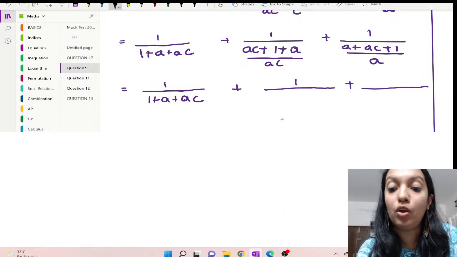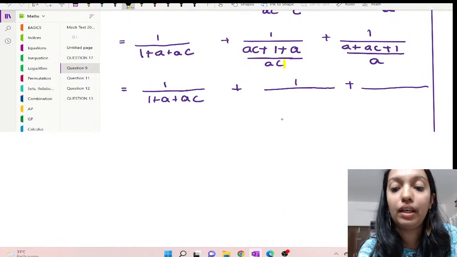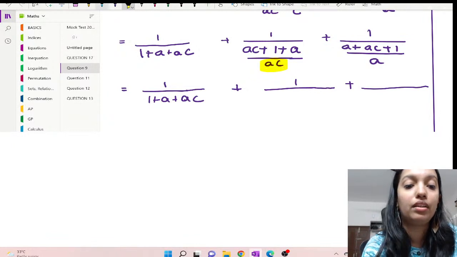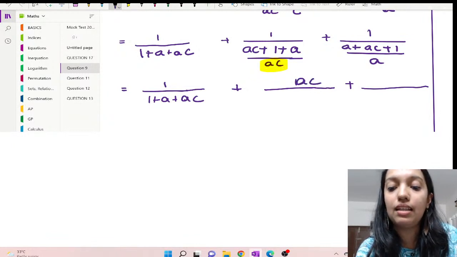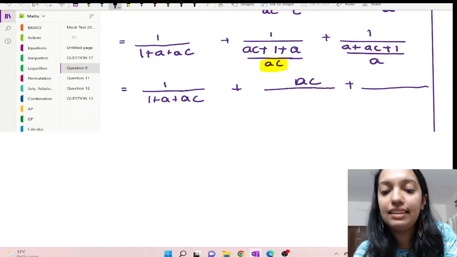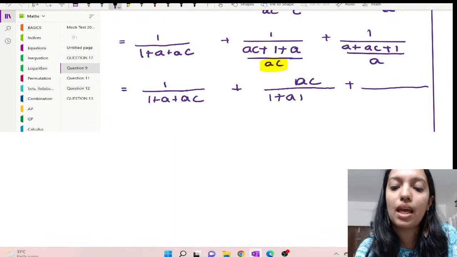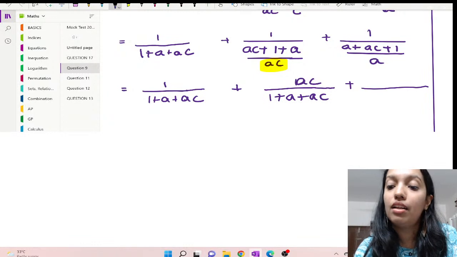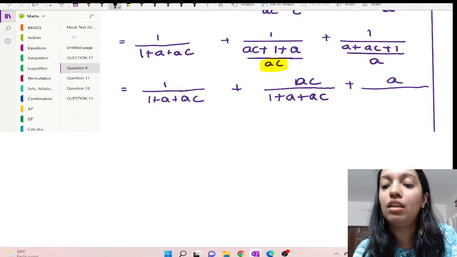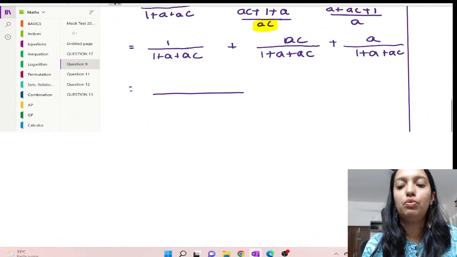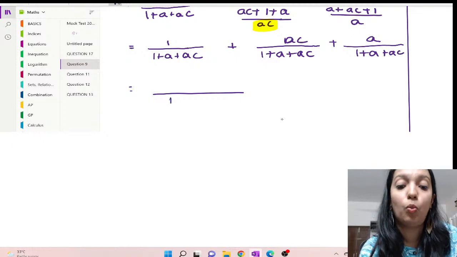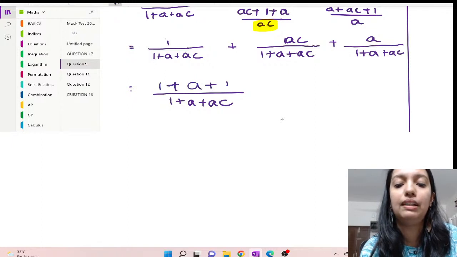AC will go to the numerator. AC, when it goes to the numerator, this will be AC divided by 1 plus A plus AC. It's already there. Next, take A to the numerator. It will be A divided by 1 plus A plus AC. Now it is very easy for you to identify all 3 denominators are the same: 1 plus A plus AC. In the numerator, you can take 1 plus A plus AC.